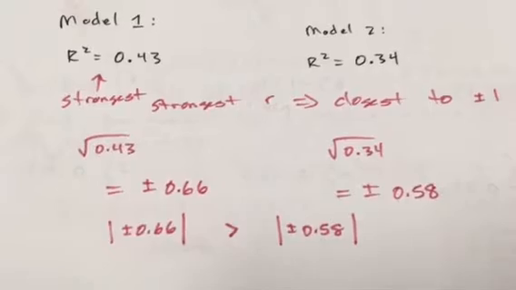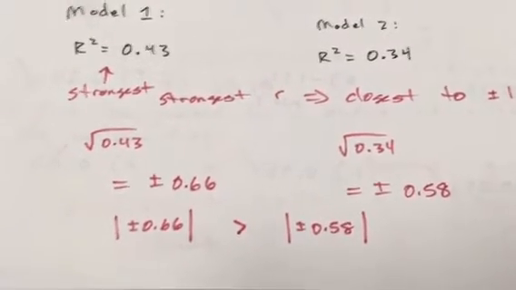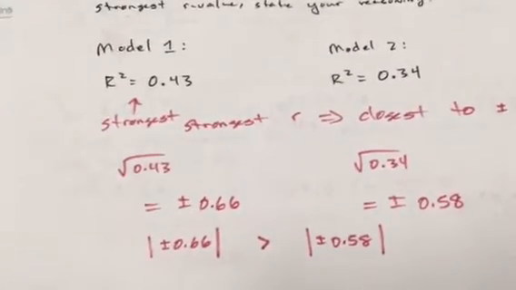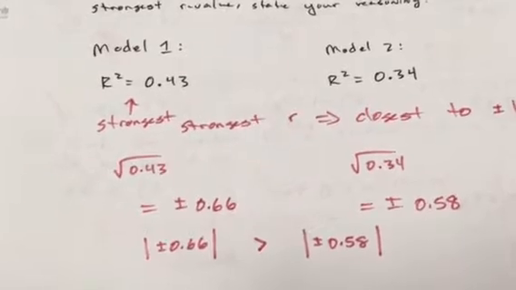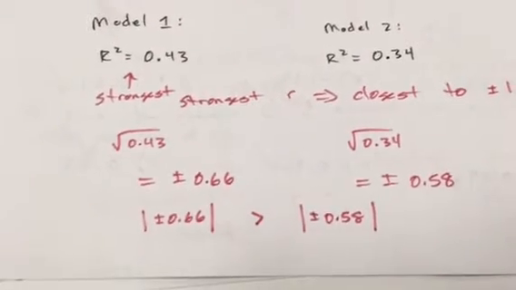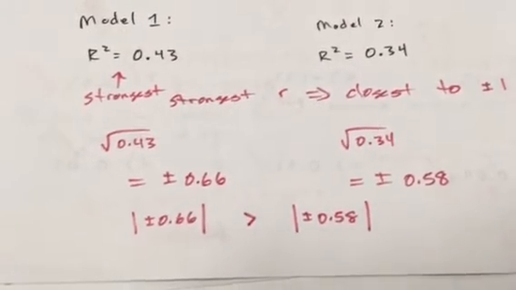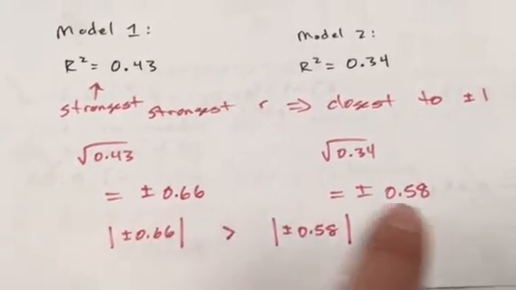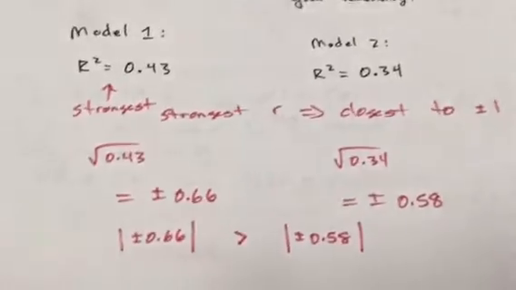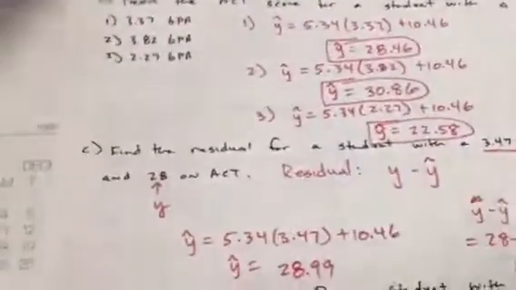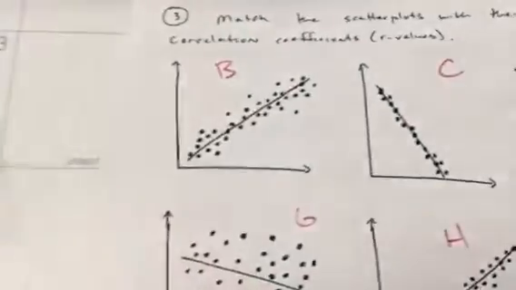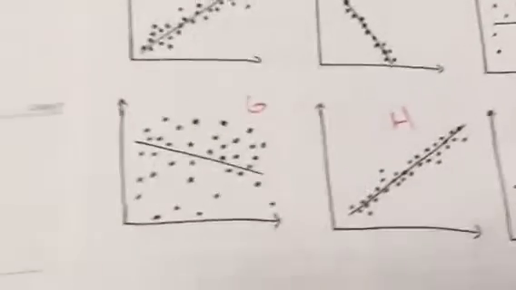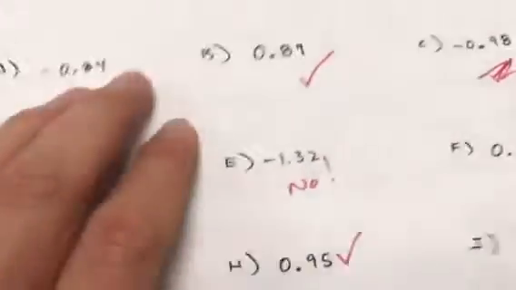Well, folks, the strongest model has the absolute value of the R closest to 1. The biggest R squared is going to give you the strongest model. So it's still going to be that one, no matter if it's a negative 0.66 and that's a positive 0.58. All right, so that's a good question there. And number 3, B, C, I, G, H, F. It can definitely not be E.